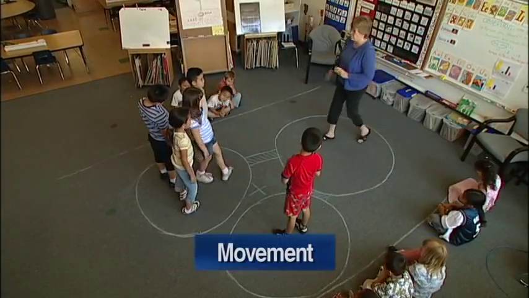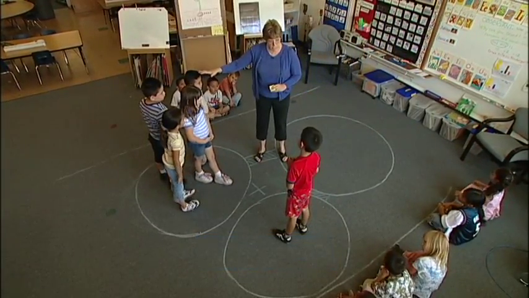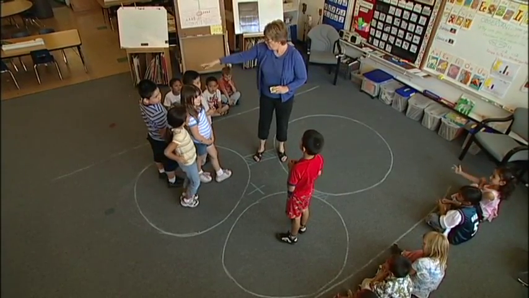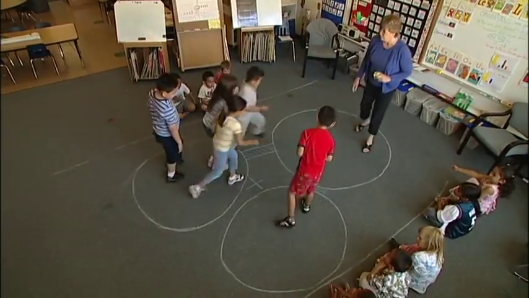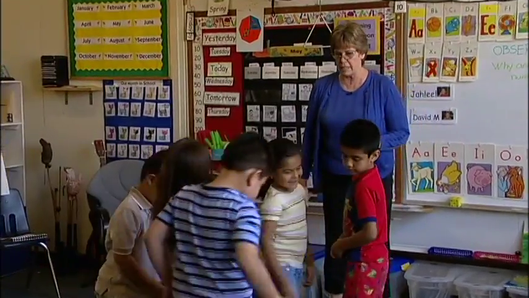So, how many do we have in this circle? Four. Everybody tell me. Four. How many do we have in this circle? One. Come to the big circle. Five. How many do we have all together?